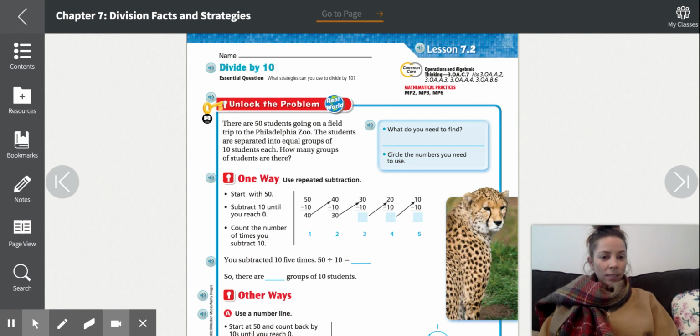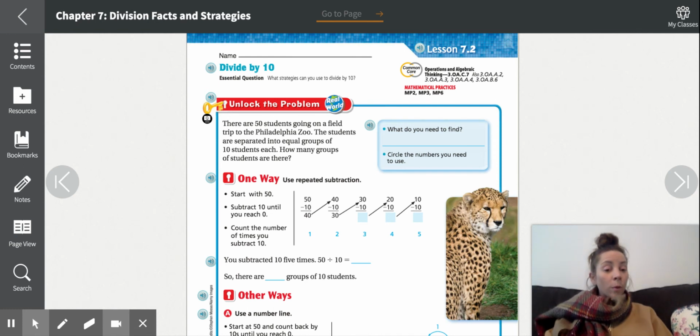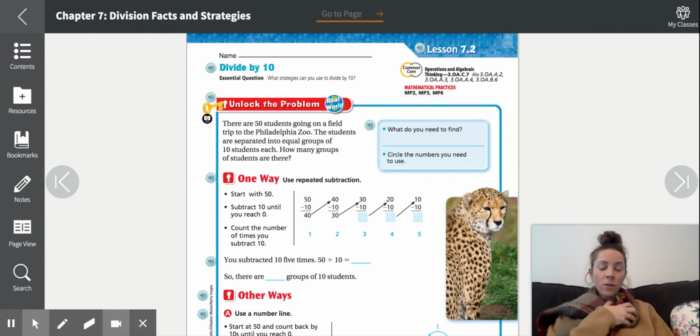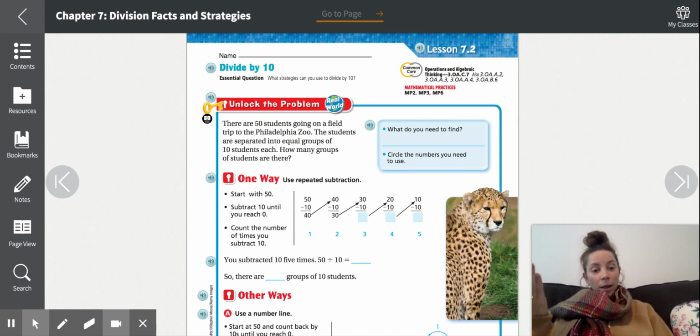Today we're going to do lesson 7.2 and it's dividing by 10 this time. I remember when we were multiplying by 10, a lot of you were able to pick up that set of facts pretty quickly. So again, I think that dividing by 10 is the next easiest one after the 2. So you've got this lesson.